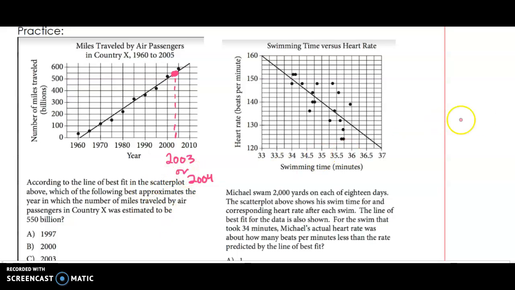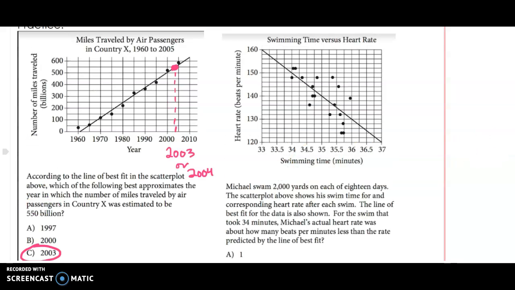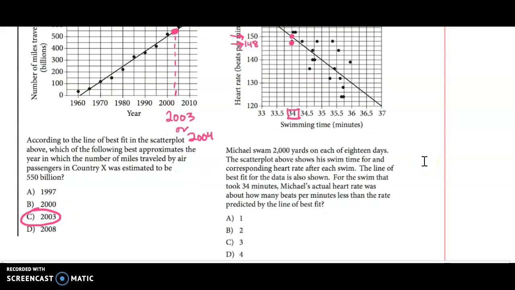And it looks like about 2003 or 4, which looks like answer C. Now I want you to try the problem on the right. Again, what we find is we're doing the same process. The difference between the actual value versus the predicted, which in this case, the difference of 150 and 148 would be 2, which is option B.